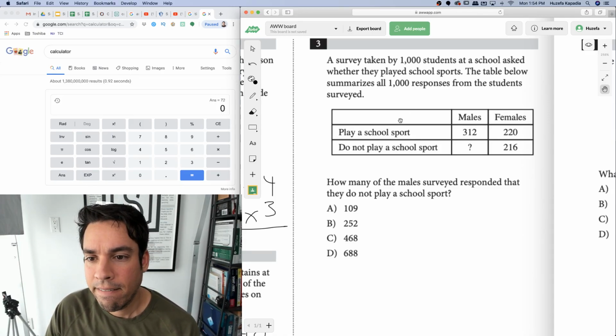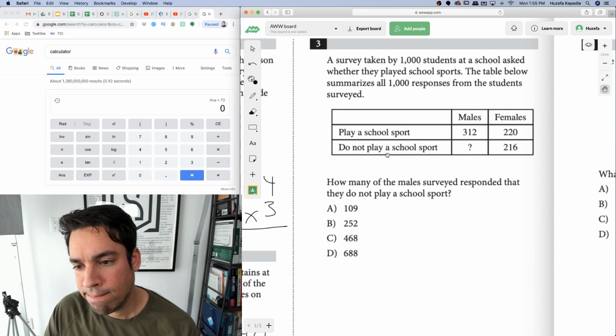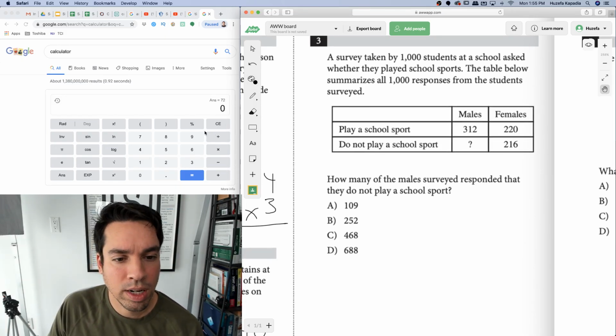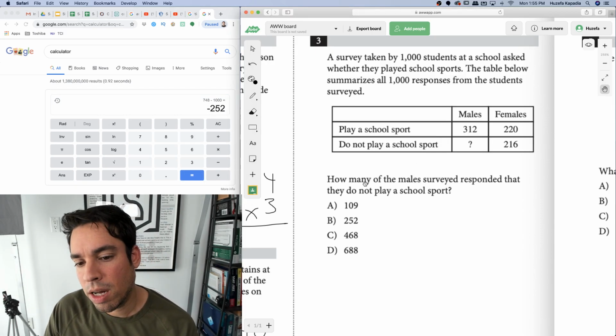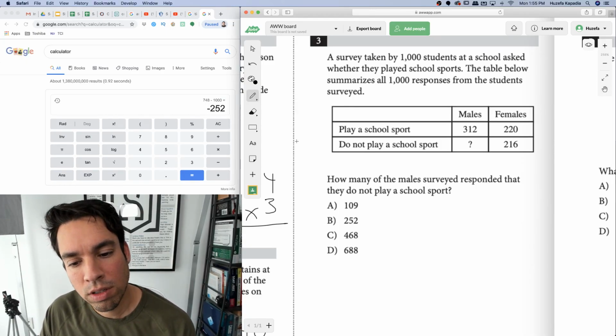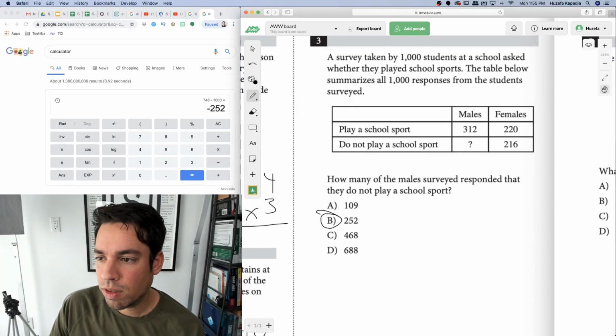Okay, so we've got to add all these up. 312 plus 220 plus 260, minus 1,000. Should be 1,000 minus that, but it's positive 252. Just did it backwards to save time. All right, 252. We're good.